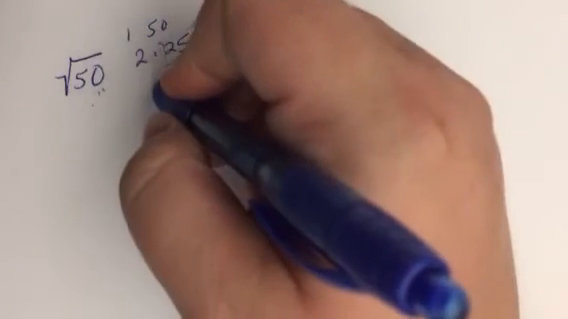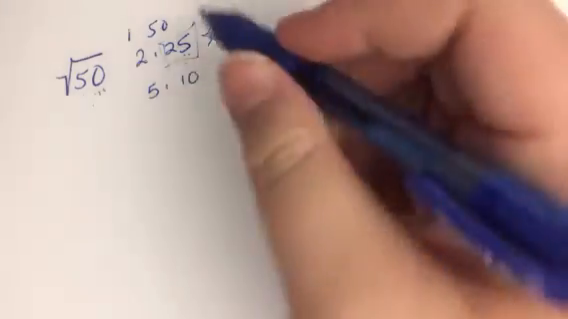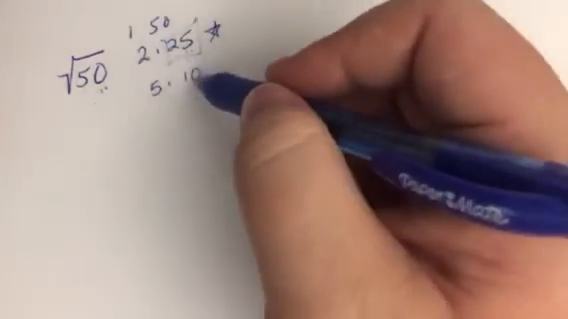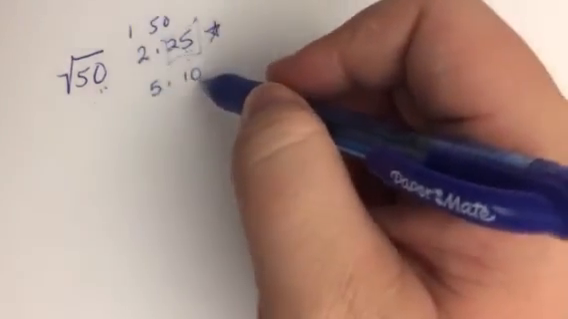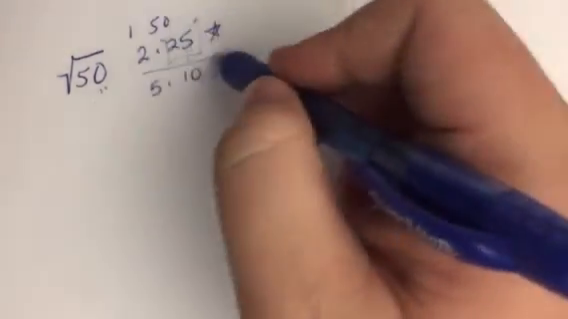Okay, continue on. We have 5 and 10. I think that's got it. So looking at 5 and 10, those are perfectly good factors. However, we don't have a perfect square here. So let's see what we can do with this 2 and 25.